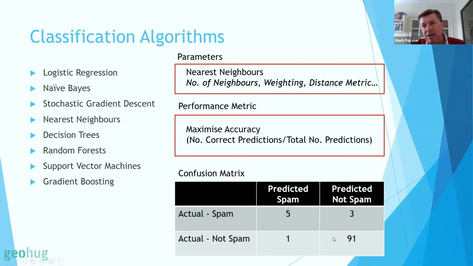However, in the not spam area, I was much better. I actually predicted 91 out of 92 emails correctly. Where this is really useful is, of course, as you get a larger problem and more classes in your problem.